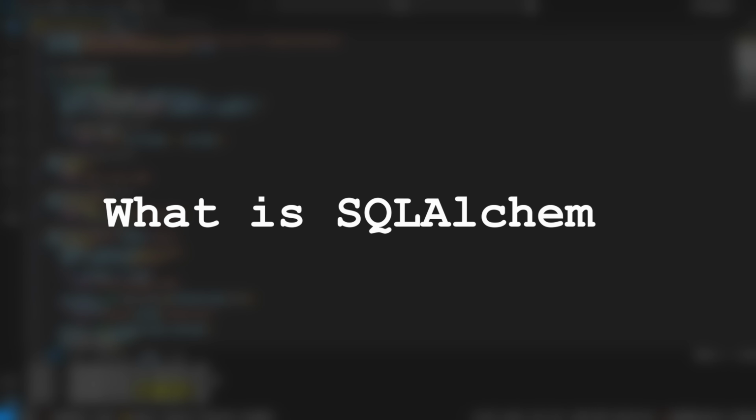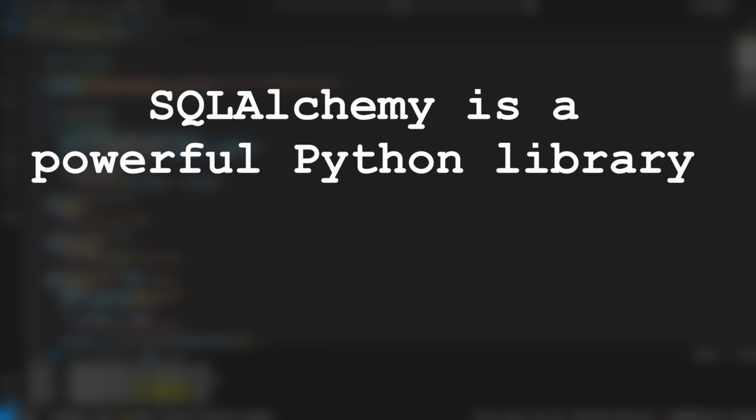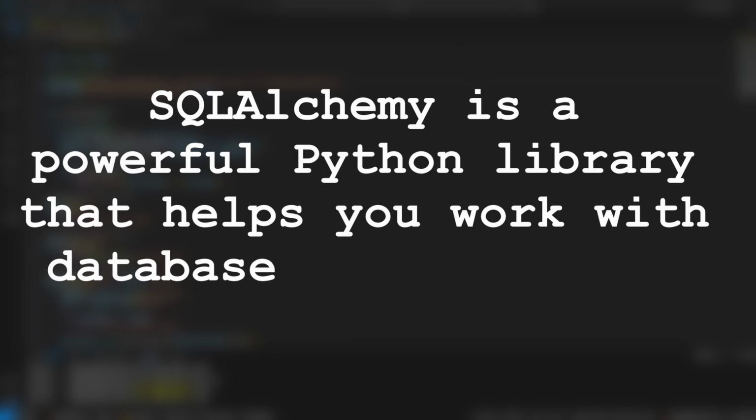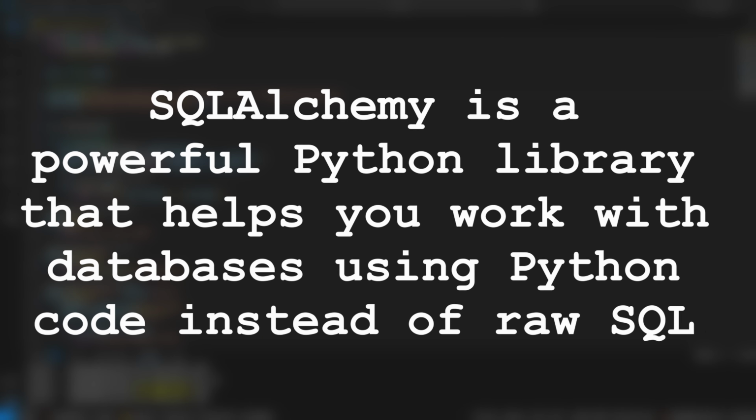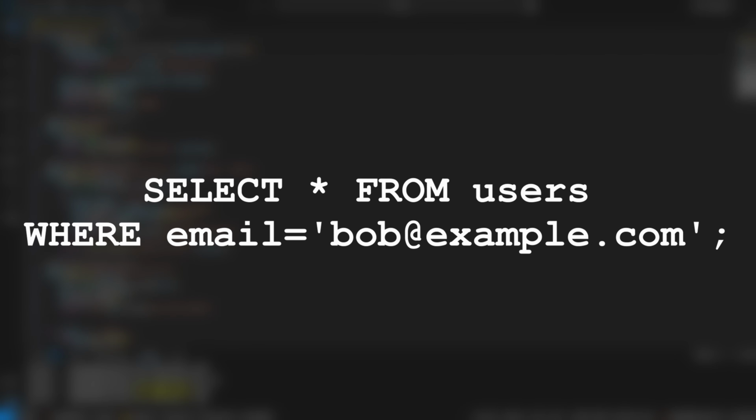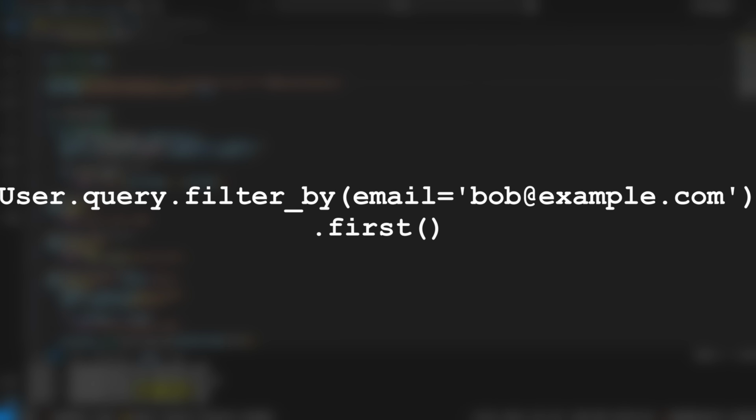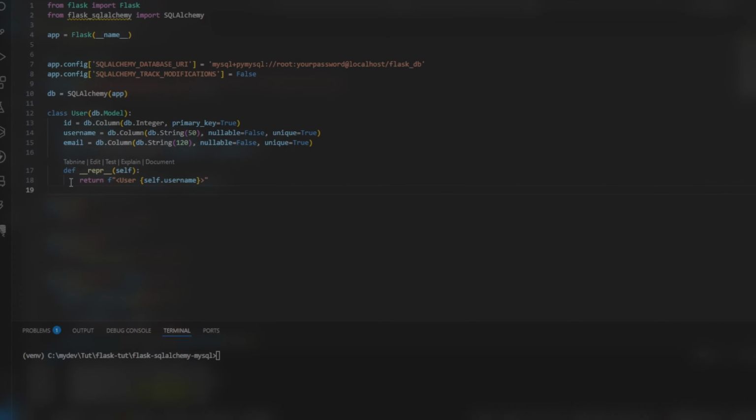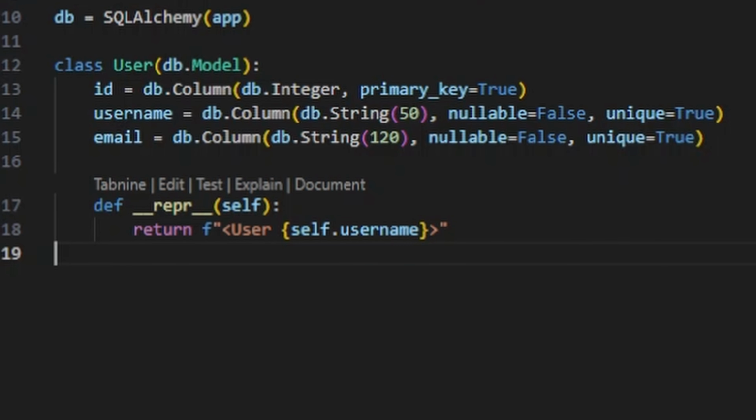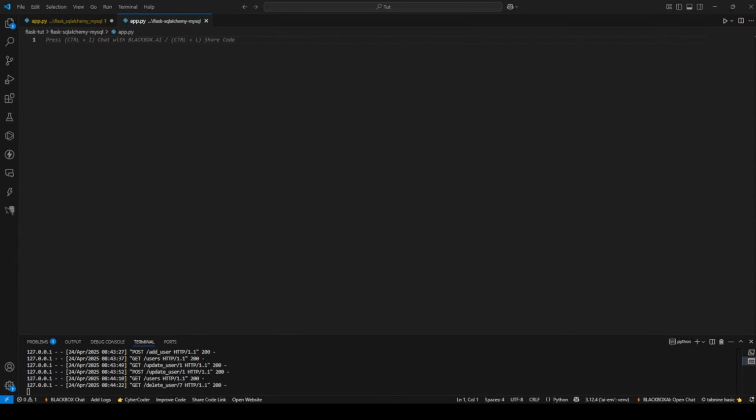Before we move on, let's slow down for a sec and ask, what exactly is SQLAlchemy? SQLAlchemy is a powerful Python library that helps you work with a database using Python code instead of raw SQL. It's like a translator between your Python app and your database. It also helps you define your database structure using classes called models, and it handles the messy SQL stuff behind the scenes. You can think of it as your database but with Python-friendly controls.